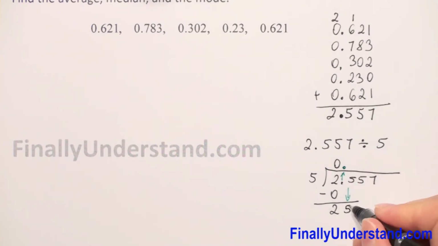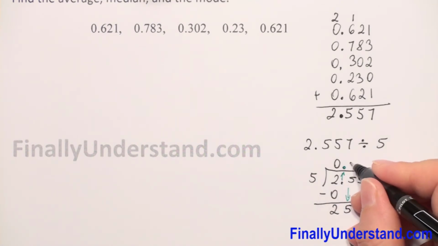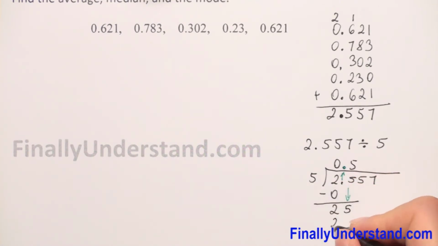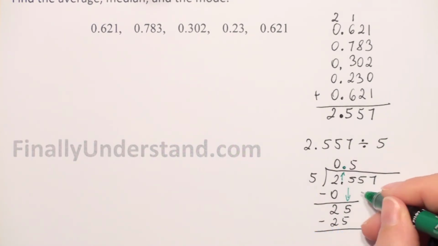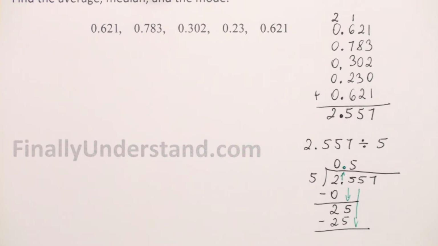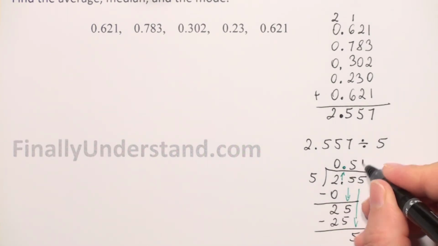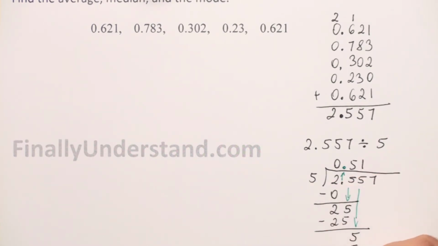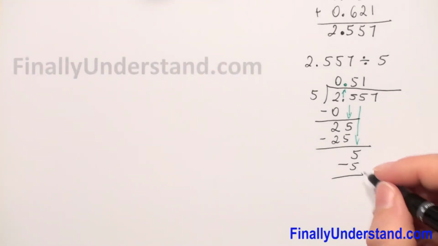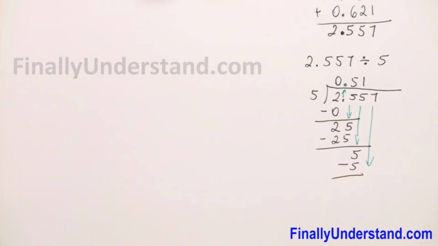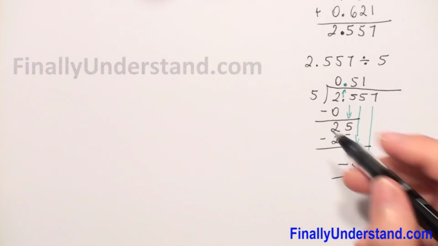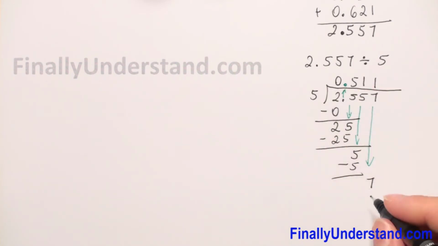So we have 25. 25 divided by 5 is 5. 5 times 5 is 25. Subtraction will be 0, we don't have to write it, and we take the next digit down. So we have 5 divided by 5 is 1. 1 times 5 is 5. Subtraction again will be 0, so we don't have to write it, we take down the next digit. 7. 7 divided by 5 is 1. 1 times 5 is 5. Subtraction again. 7 minus 5 is 2.